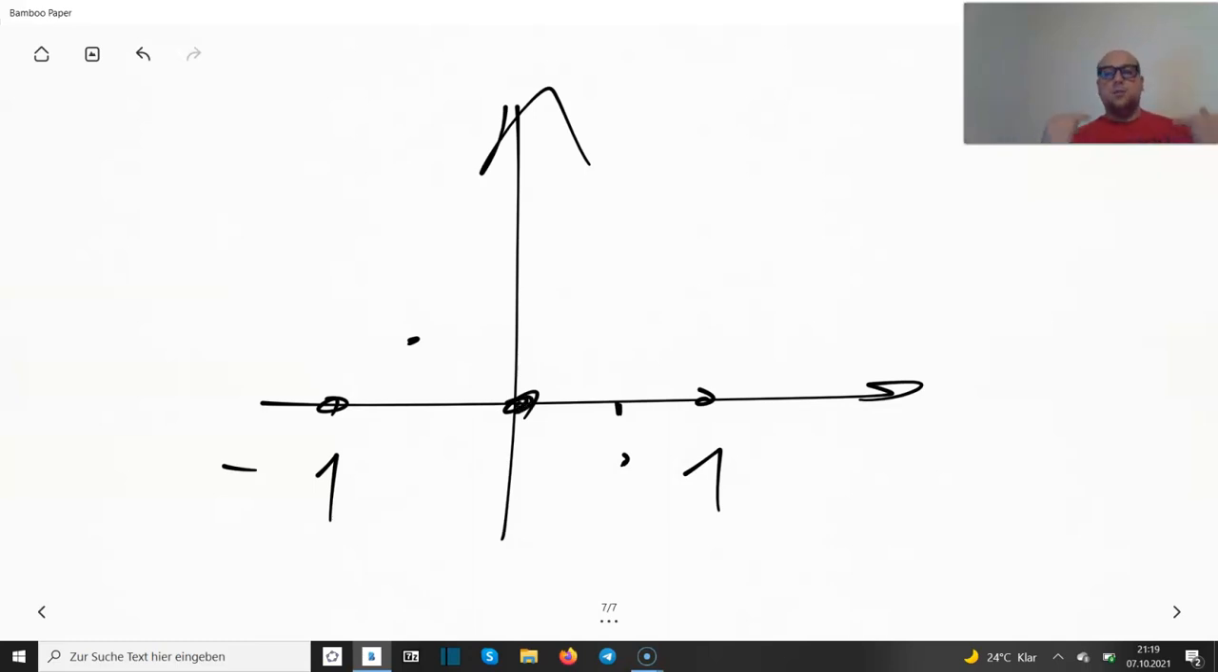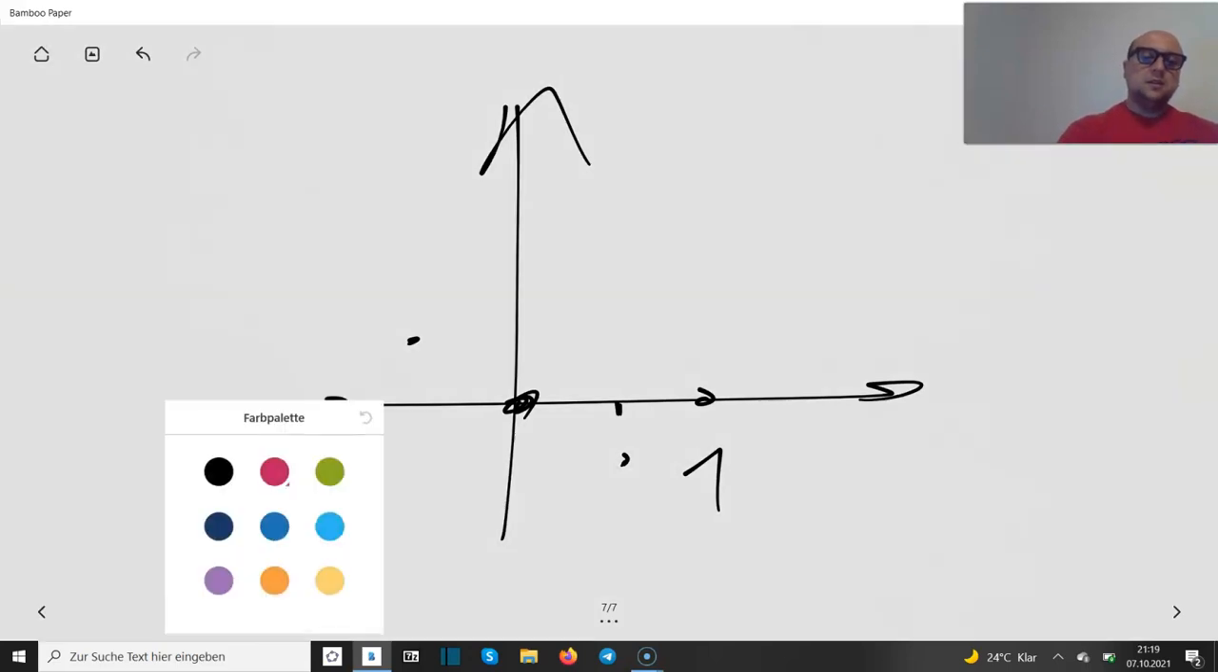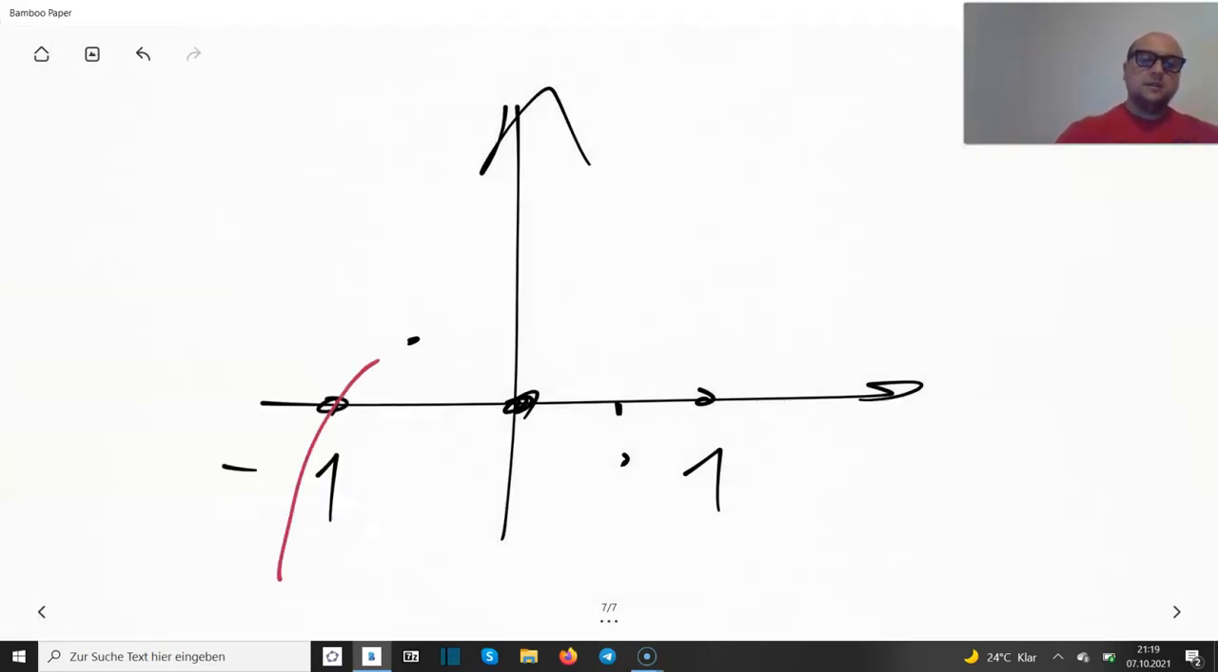Now, let's go back. What about our behavior towards infinity? Well, we are running to minus infinity if x is approaching minus infinity, and we are running to plus infinity if x is running to plus infinity. So what's happening here is, I'll do my best, such a nice curve.